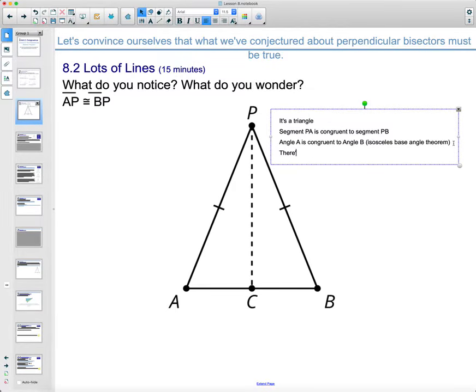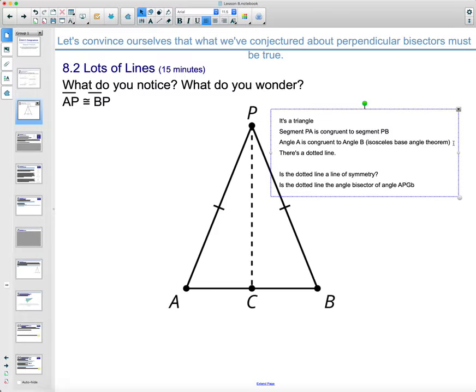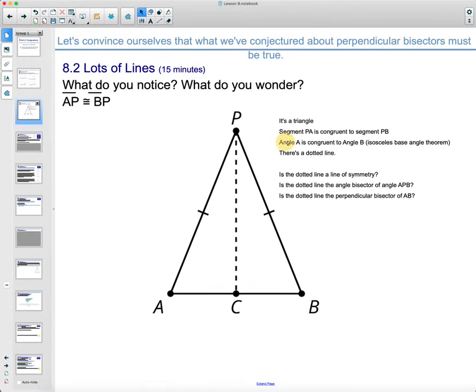Maybe you noticed there's a dotted line. Or maybe you wondered, is the dotted line a line of symmetry? Is the dotted line the angle bisector of angle APB, that top angle? Is the dotted line the perpendicular bisector of AB? You could have come up with a variety of other things, but maybe those are a couple of things that you noticed and wondered when looking at this diagram.